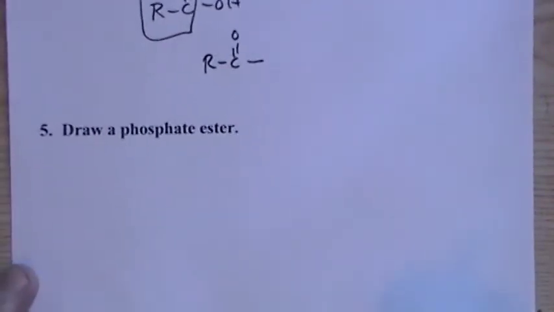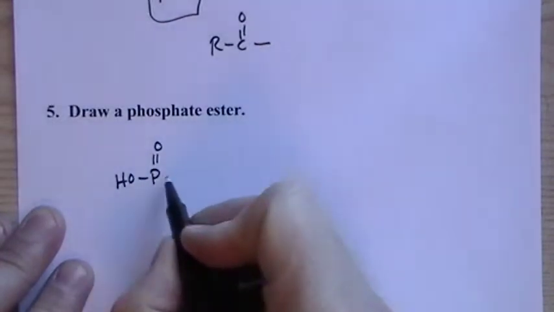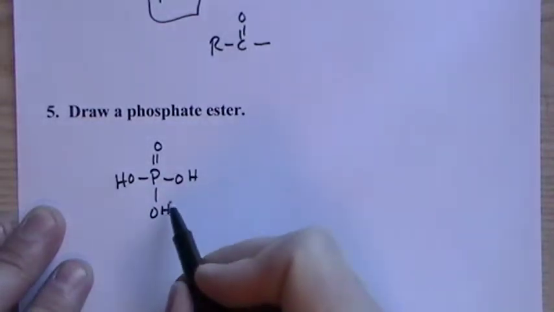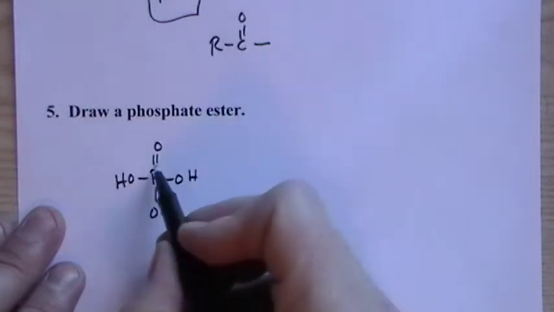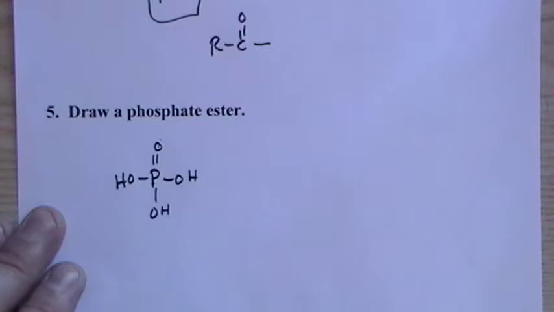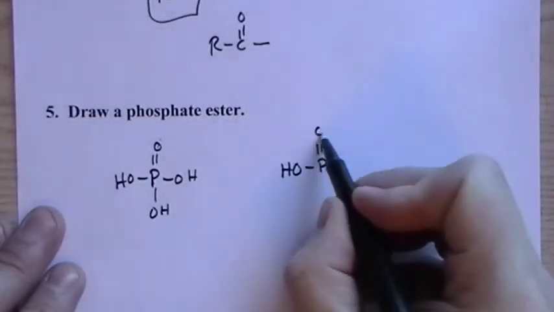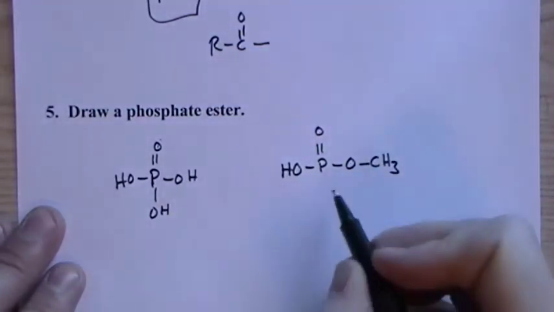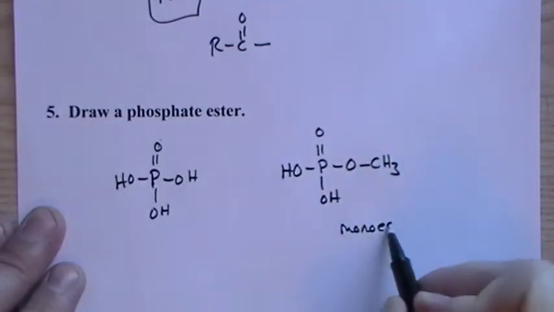And then it says draw a phosphate ester. This is important because we're going to see this a lot in biochemistry. Now this is phosphoric acid, and we have that P double bonded to oxygen, so that's like our carbonyl group. And if we remove one of the hydrogens and replace it with, say, a methyl group, to give a particular example, this would be a monoester.